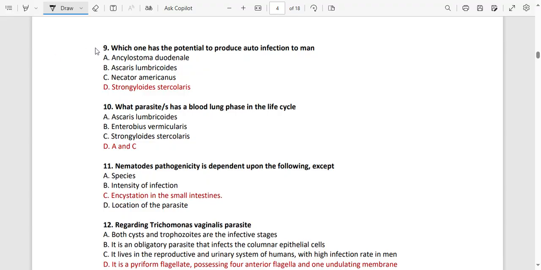Number 9, which one has the potential to produce autoinfection to man? We should have mentioned this already. Autoinfection, Strongyloides stercoralis. This is one thing we should know about them. Every time you think of autoinfection, think of Strongyloides. Of course, you have others, for example Enterobius vermicularis, which causes retroinfection, meaning the worm can go back. Strongyloides, always think of autoinfection when you think about this guy.